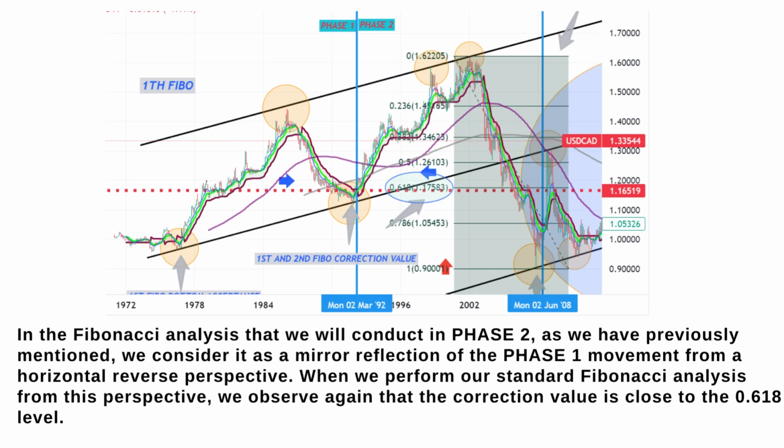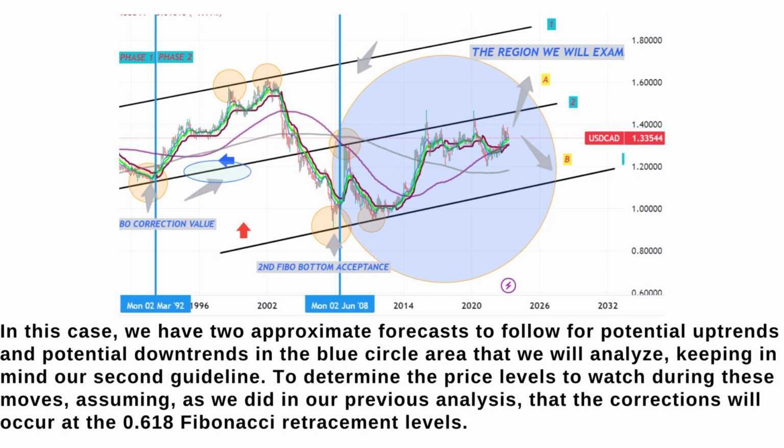In the Fibonacci analysis that we will conduct in Phase 2, as we have previously mentioned, we consider it as a mirror reflection of the Phase 1 movement from a horizontal reverse perspective. When we perform our standard Fibonacci analysis from this perspective, we observe again that the correction value is close to the 0.618 level. In this case, we have two approximate forecasts to follow for potential uptrends and potential downtrends in the blue circle area that we will analyze, keeping in mind our second guideline.